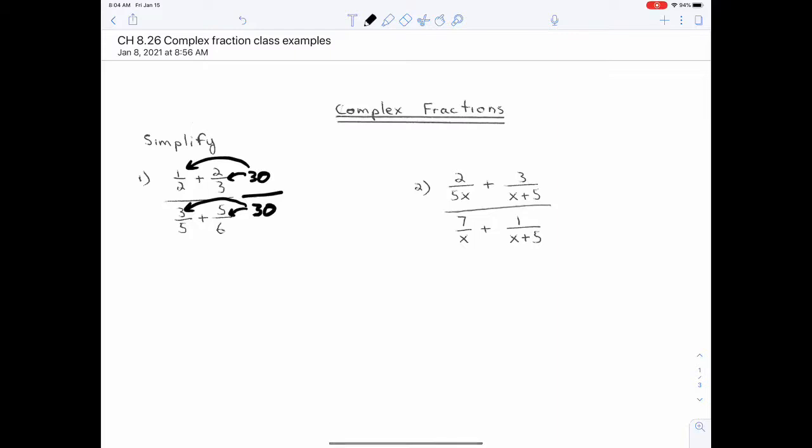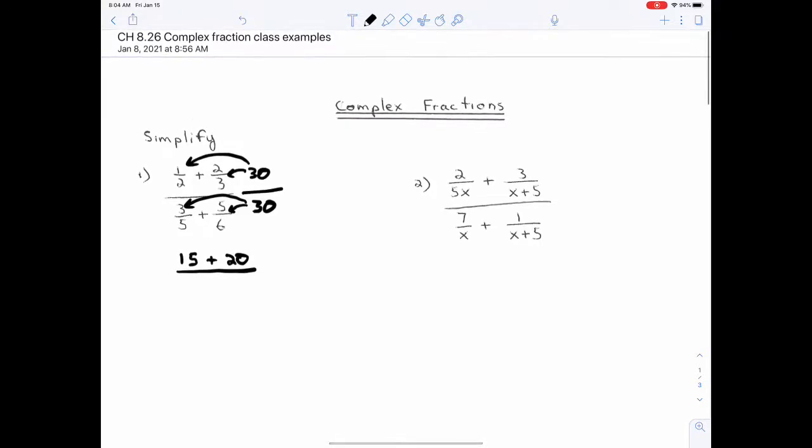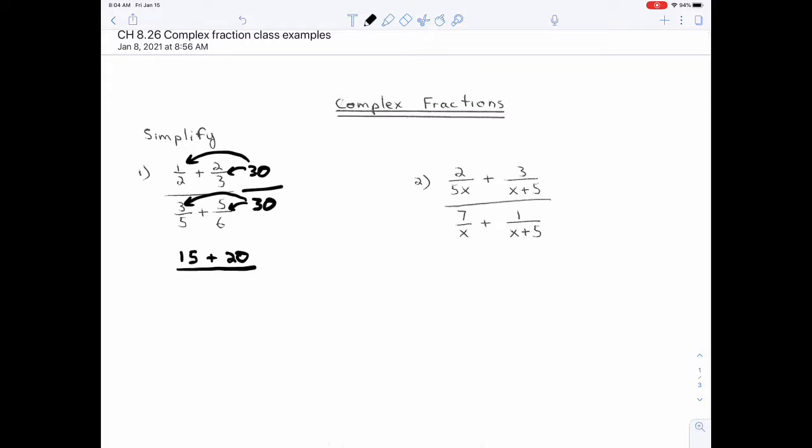So what's 1/2 times 30? That's 15. When you take 2/3 times 30, the 3 and the 30 cancel to give you 10, and then 10 times 2 is 20. On the bottom, the 30 times 3/5, the 5 and the 30 cancel to give you 6, and you take 6 times 3, which is 18. And then when you take 30 times 5/6, the 6 and the 30 cancel to give you 5, and 5 times 5 is 25.